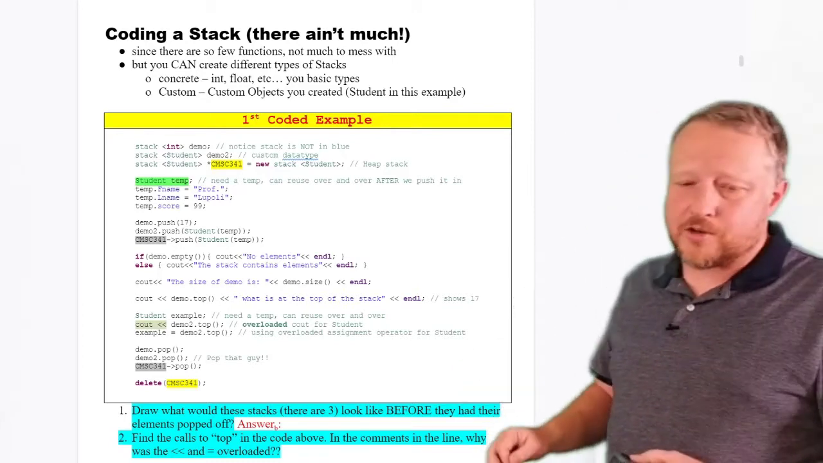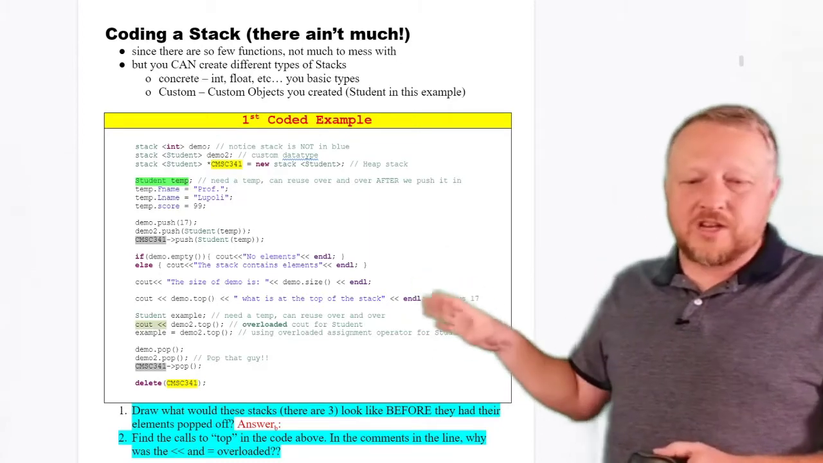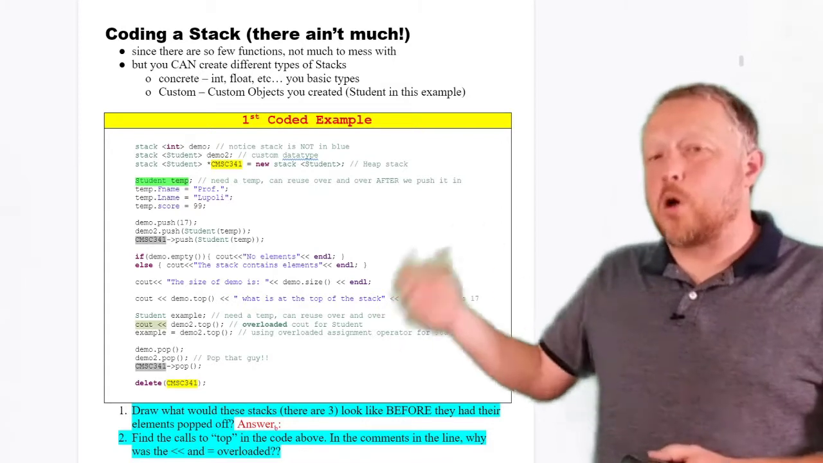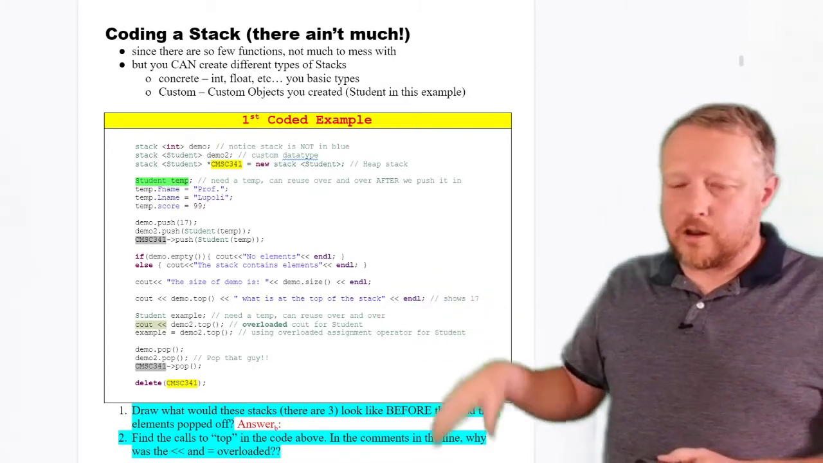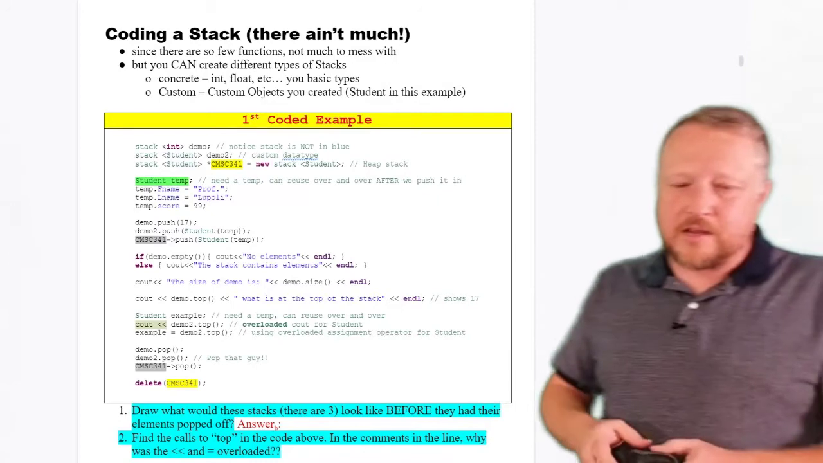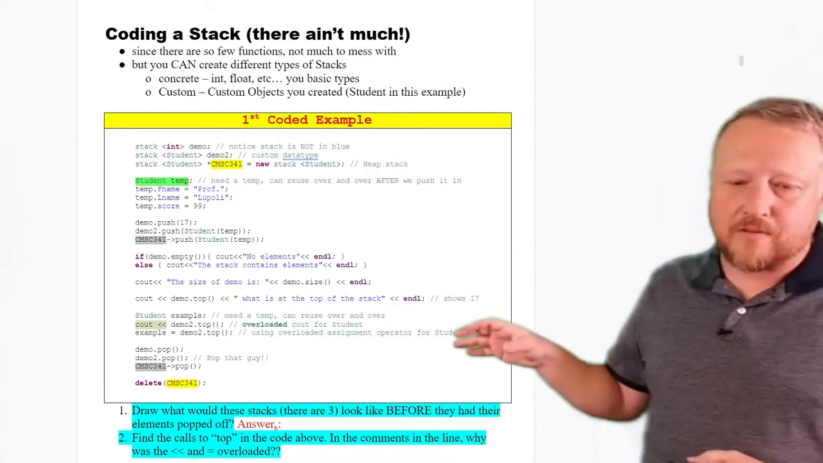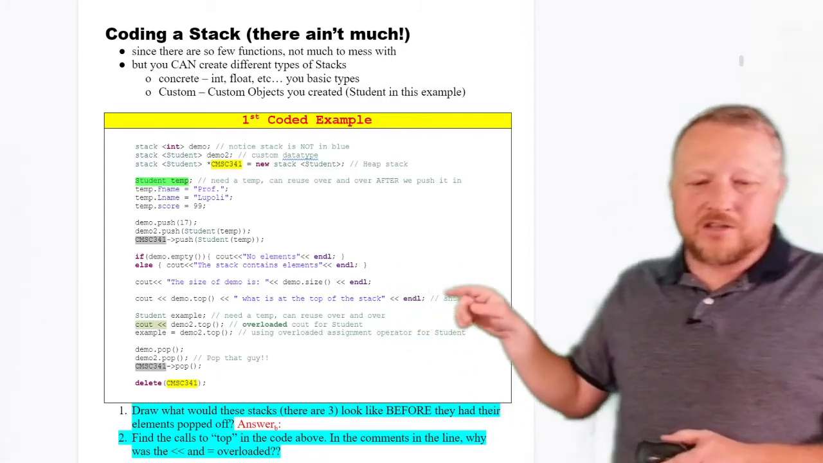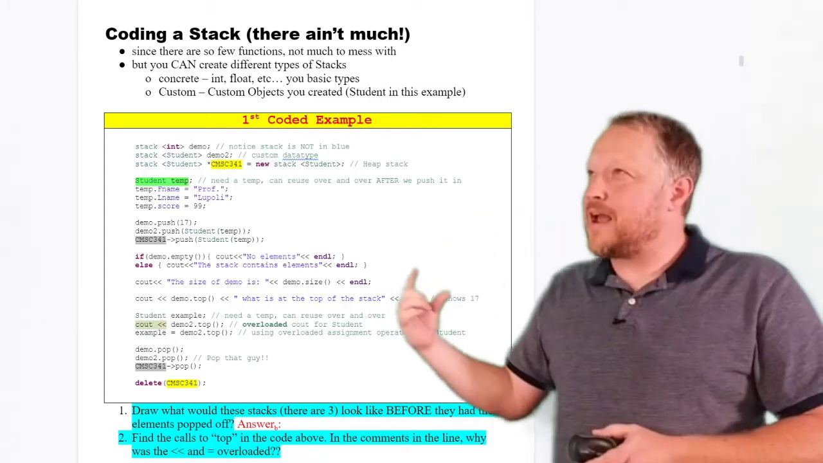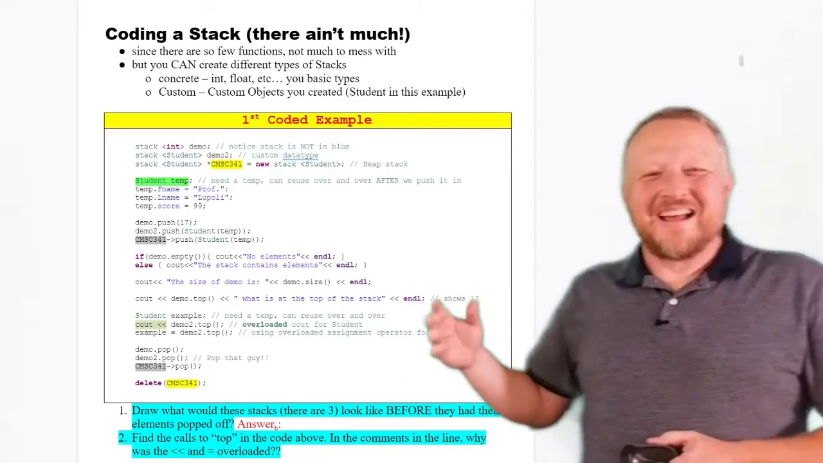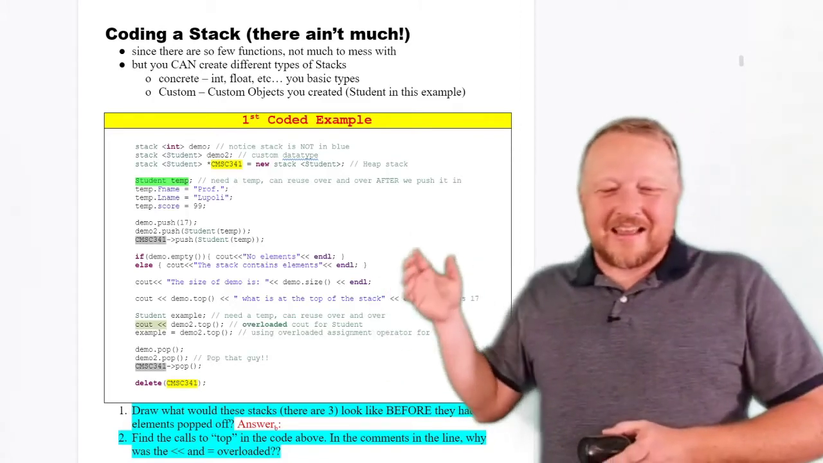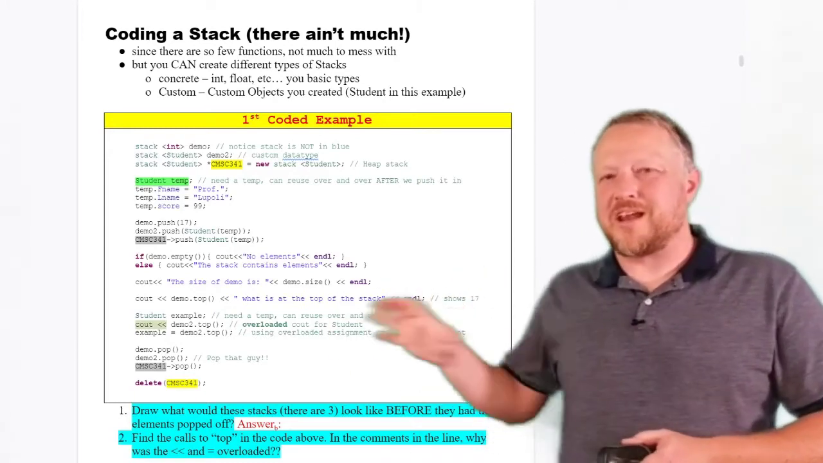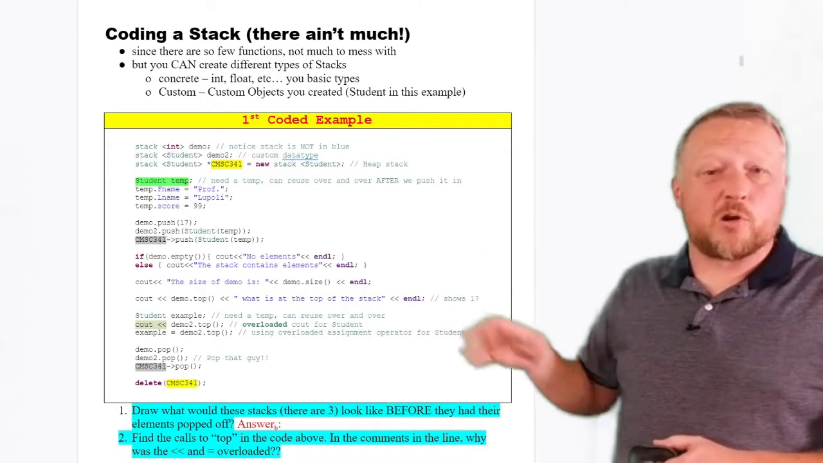So here's what I would like you to do for now. We'll go over an answer here in a second. So you're going to draw what these 3 stacks would look like before they had their elements popped off. So just before their elements were popped off. And then I want you to find the calls to top in the code above. And in the comments of the line, why was the greater than symbol, the overloaded cout and the overloaded equal, how were they set up and used in this overall function, or setup of code, I should say.